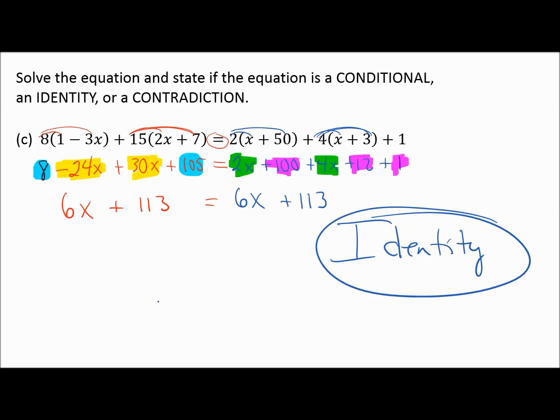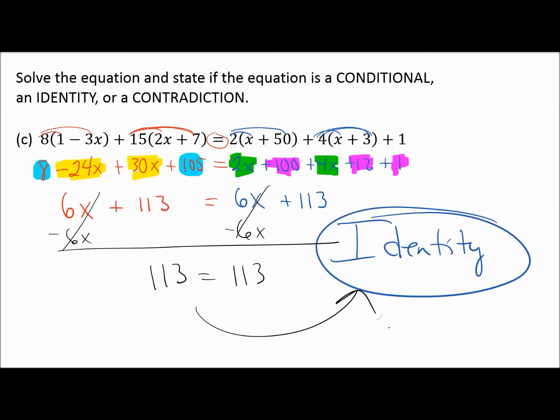Now if you didn't notice it there, your next step would be to subtract 6x from both sides, and you would see that your variables just disappear. And you get a true statement in the end that says 113 equals 113, and again, that tells you it's an identity. When your left and right side match exactly, you know you're dealing with an identity, and again, an identity means any x value plugged in here would work. So if you wanted to plug in x equals 2,000 into every x, you would get a true statement, or if you wanted to plug in x equals 0, you would get a true statement.